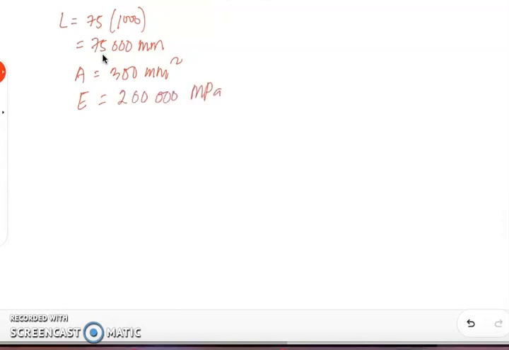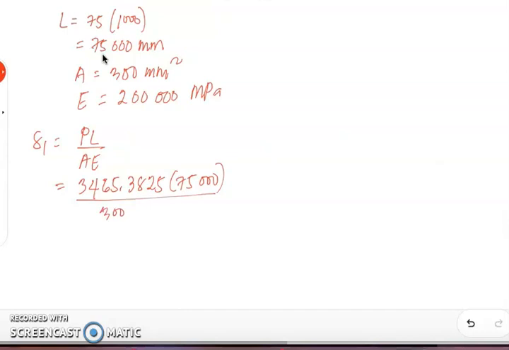And if we try to compute now for the deformation 1 due to its own weight, or this is our elongation due to its own weight, we simply have to substitute to the formula PL all over AE. So we have identified our P, which is 343,465.3825 times 75,000 all over 300, the cross-sectional area, times E, which is 200,000. And if we try to simplify this one, we have 4.33 mm.